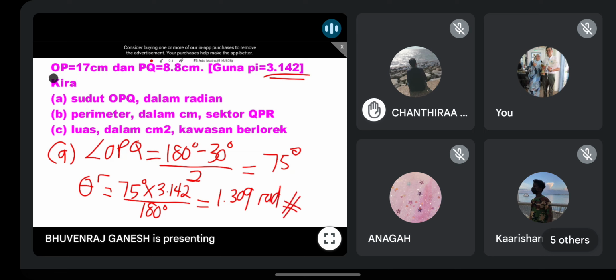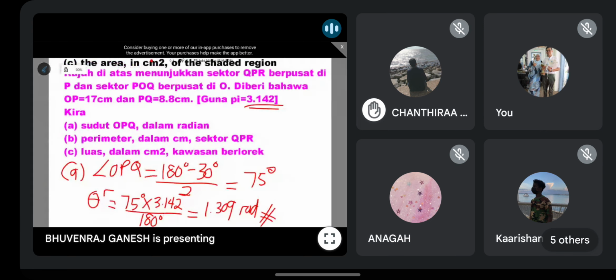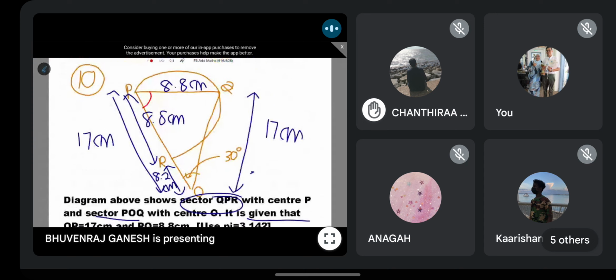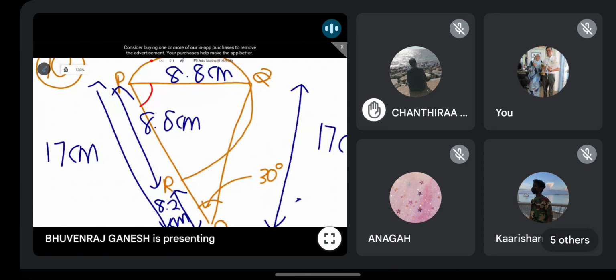Okay guys, so I think this one quite simple lah, bahagian A. Okay, sudut OPQ. So next one, perimeter sector QPR. Okay, you want to get perimeter QPR. So guys, QR, kita tak ada info lagi. So how to get it? What formula we use to get QR? Recall?